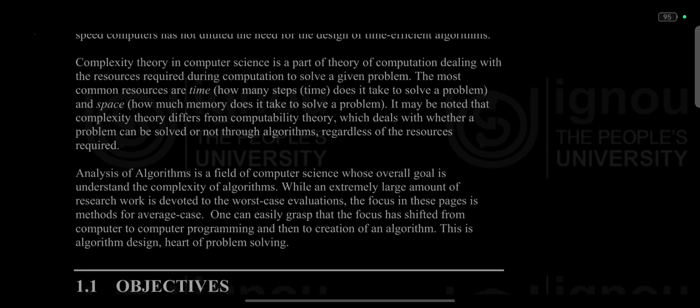Analysis of algorithms is a field of computer science whose overall goal is to understand the complexity of algorithms. While an extremely large amount of research work is devoted to the worst case evaluations, the focus in these pages is methods for average case. One can easily grasp that the focus has shifted from computer to computer programming and then to creation of an algorithm. This is algorithm design, heart of problem solving.